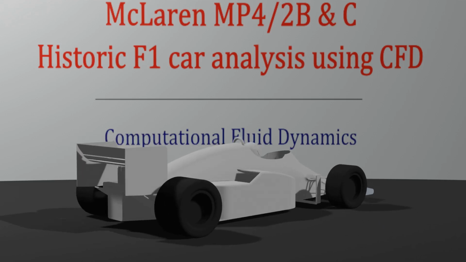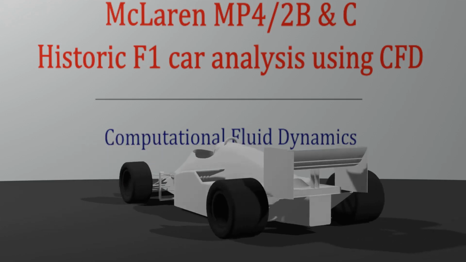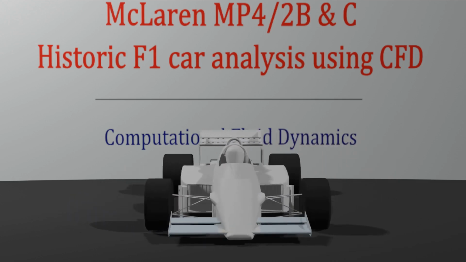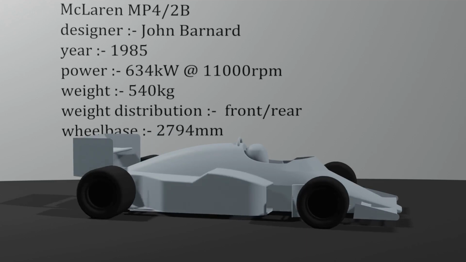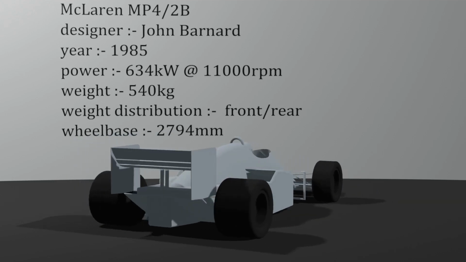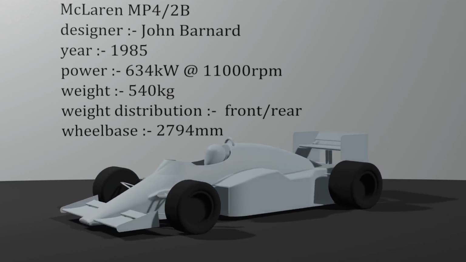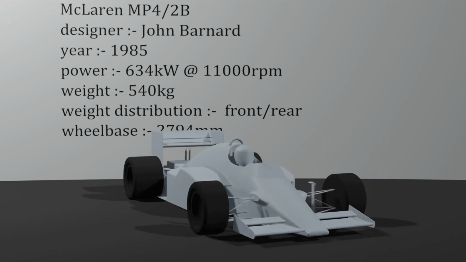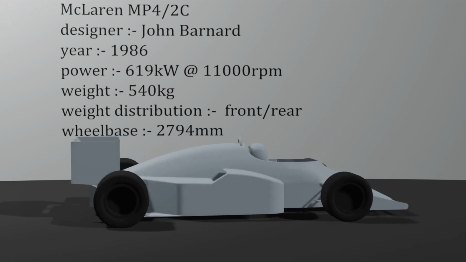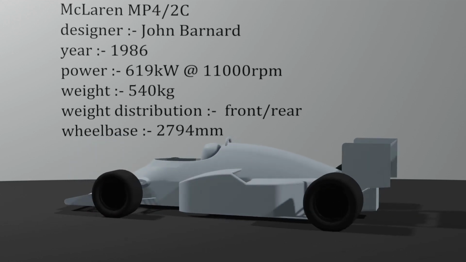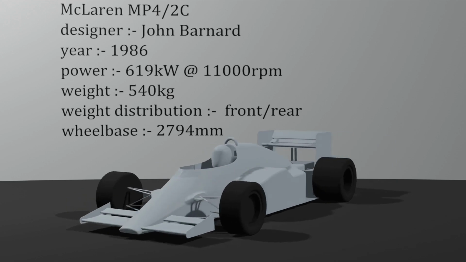This video is the third of a continuing series analysing historic Formula 1 cars using CFD. Last video analysed the McLaren MP4 from 1984. This video will be analysing the 1985 and 86 versions of this car, the MP4-2B and C. Adding to the one gained in 1984, it picked up a further 2 World Drivers' Championships with Alain Prost.